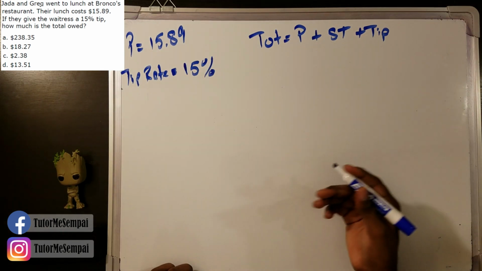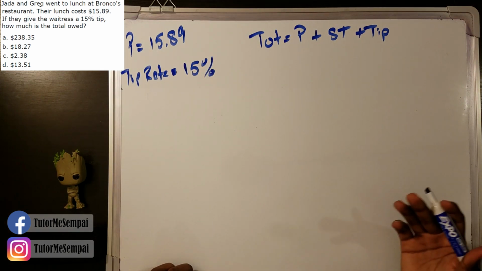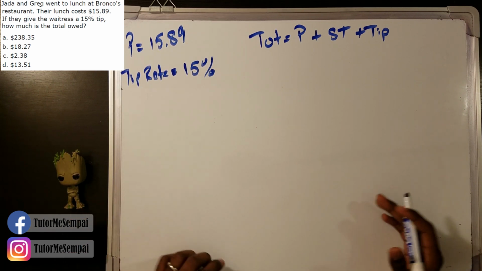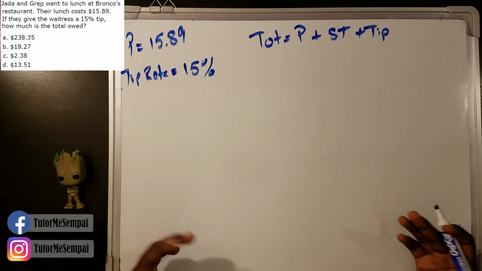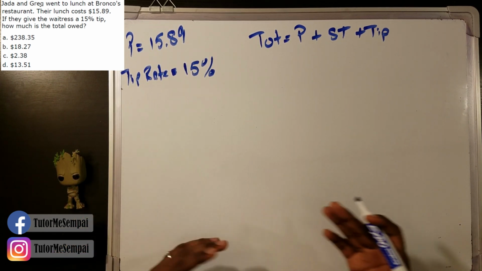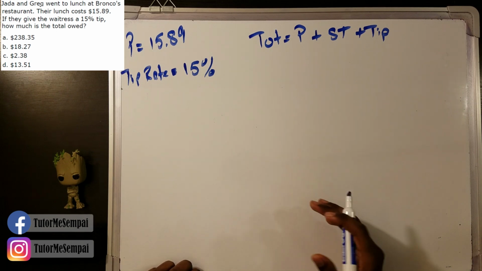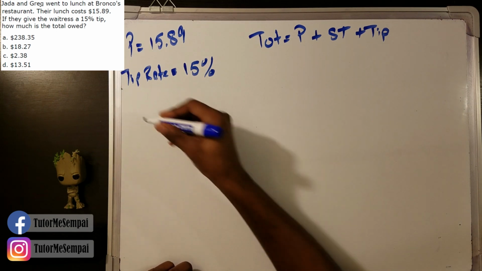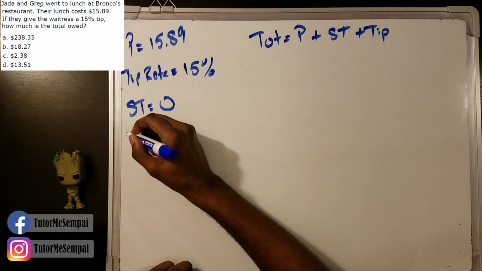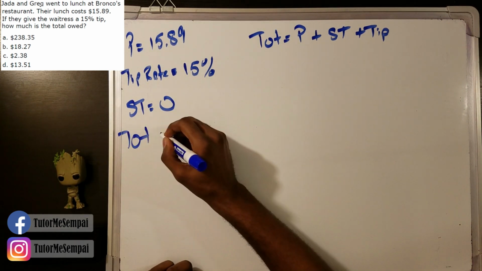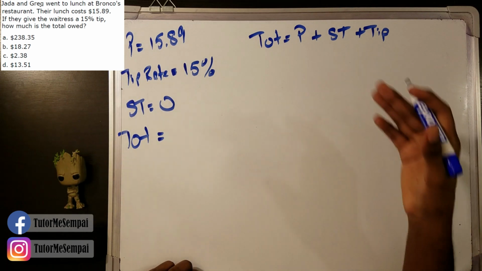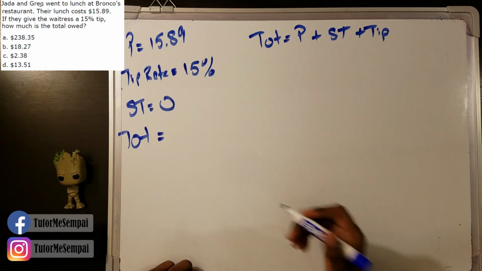Since they didn't mention anything about sales tax, we can assume that this is going to be a situation in which the sales tax is 0. If they wanted you to factor in sales tax, they would have to give you a percentage or at least the amount that you paid in sales tax, but we have nothing for this question. So we're going to say our sales tax is 0. Now we want to find the total. What is the total owed? Our total, after factoring in all of this, what is that value?